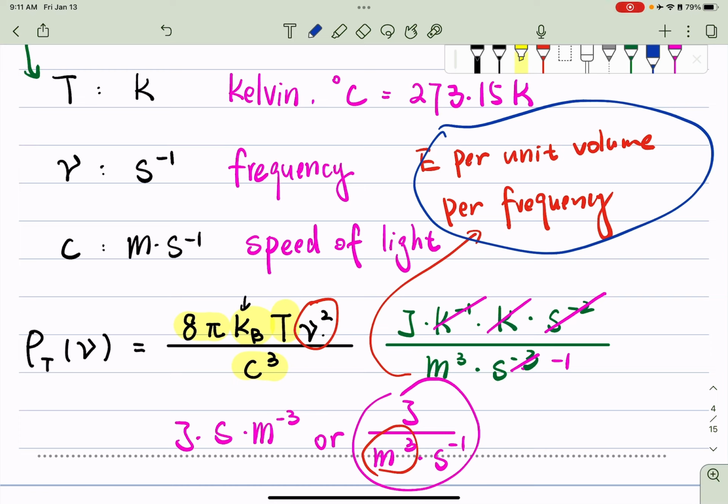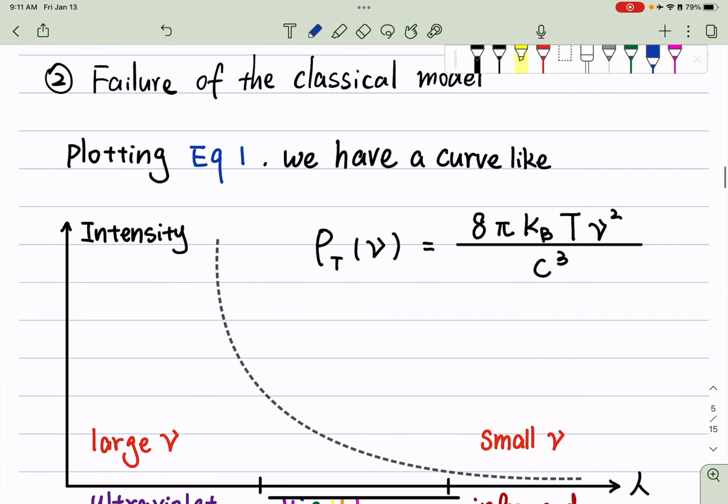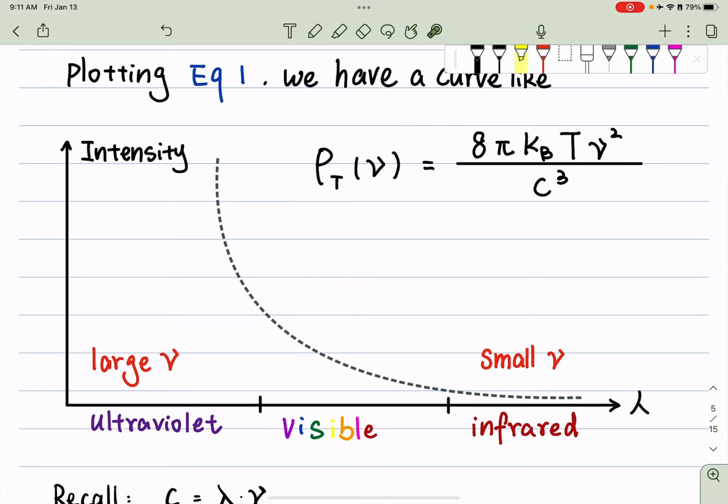All right, so now we can move on and keep looking at this classical model once we know the physical meaning of the intensity. And let's just think about it from common sense, what may have gone wrong in the classical model for black body radiation. So here, I'm just writing down my equation 1, the classical expression for black body radiation. And I'm plotting this classical model on my graph.